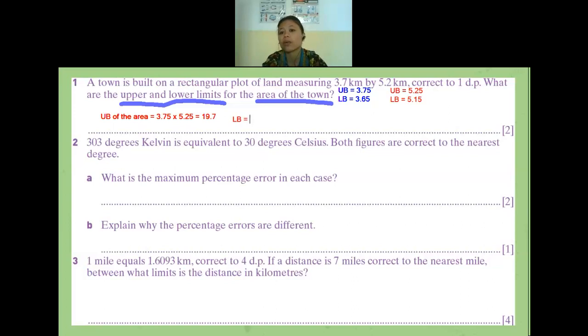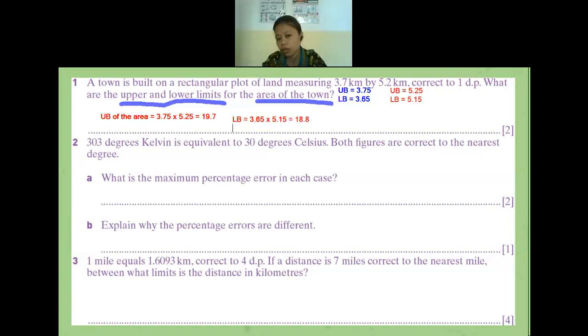Okay, for the lower bound, how much times how much? 3.65 times 5.15. Okay, anyone get confused? How much will it be? 18.8. Okay, anyone get confused?